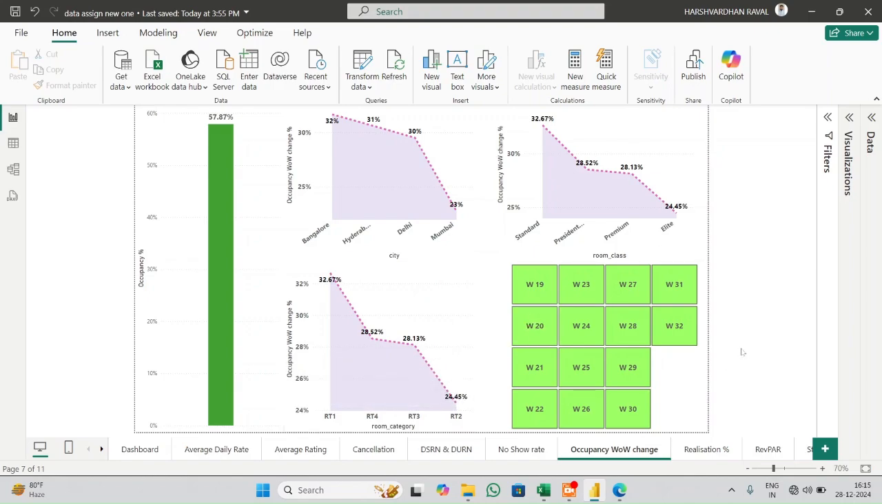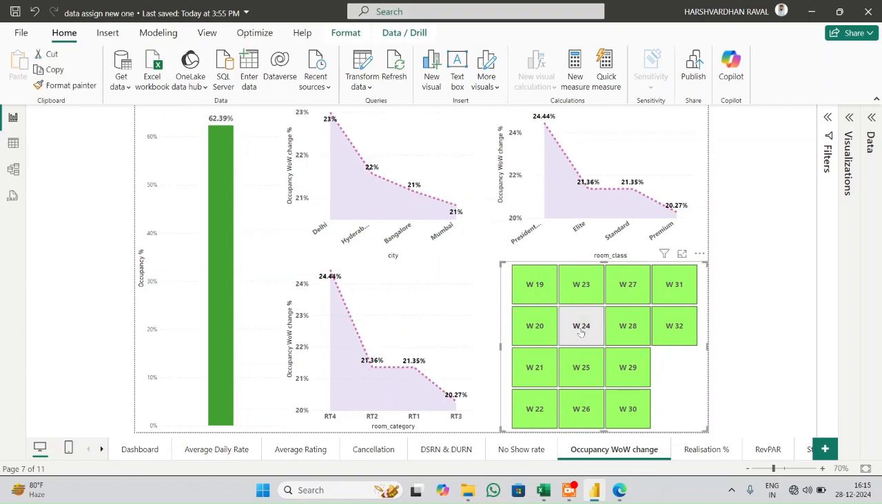So the hotel needs to check whether they want to focus on Standard, RT1 and Bangalore, because these three have the highest week on week changes in the occupancy rate. So let's see what the situation is in week number 24. At the same time, Presidential has 44 and Delhi has a 23% increase, and RT4 is highest.